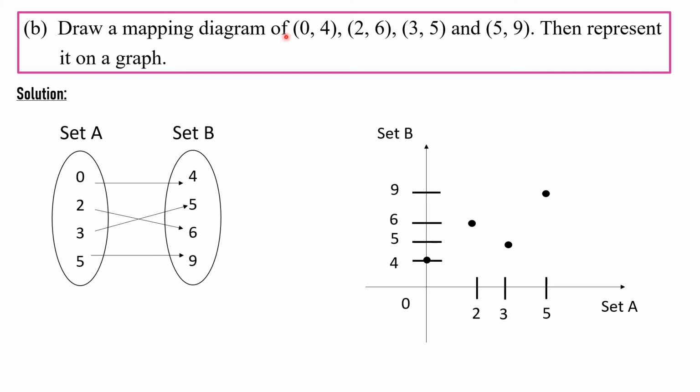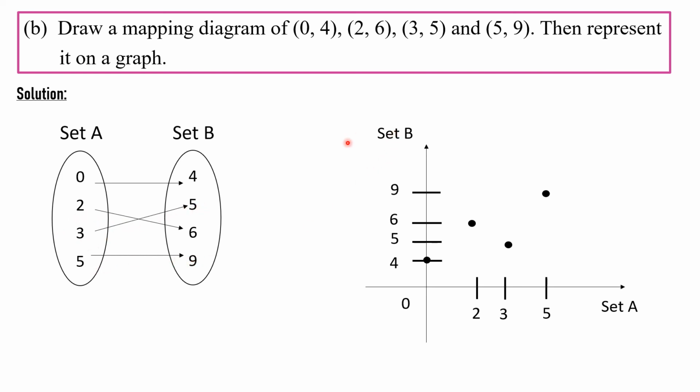So we know that the first element of each pair in the ordered pairs is the domain. So we put it in set A, which is 0, 2, 3, and 5. And then set B is the range, which is the back end of the pair, 4, 6, 5, and 9. And then we map it. 0 is mapped to 4, 2 is mapped to 6, 3 is mapped to 5, 5 is mapped to 9.